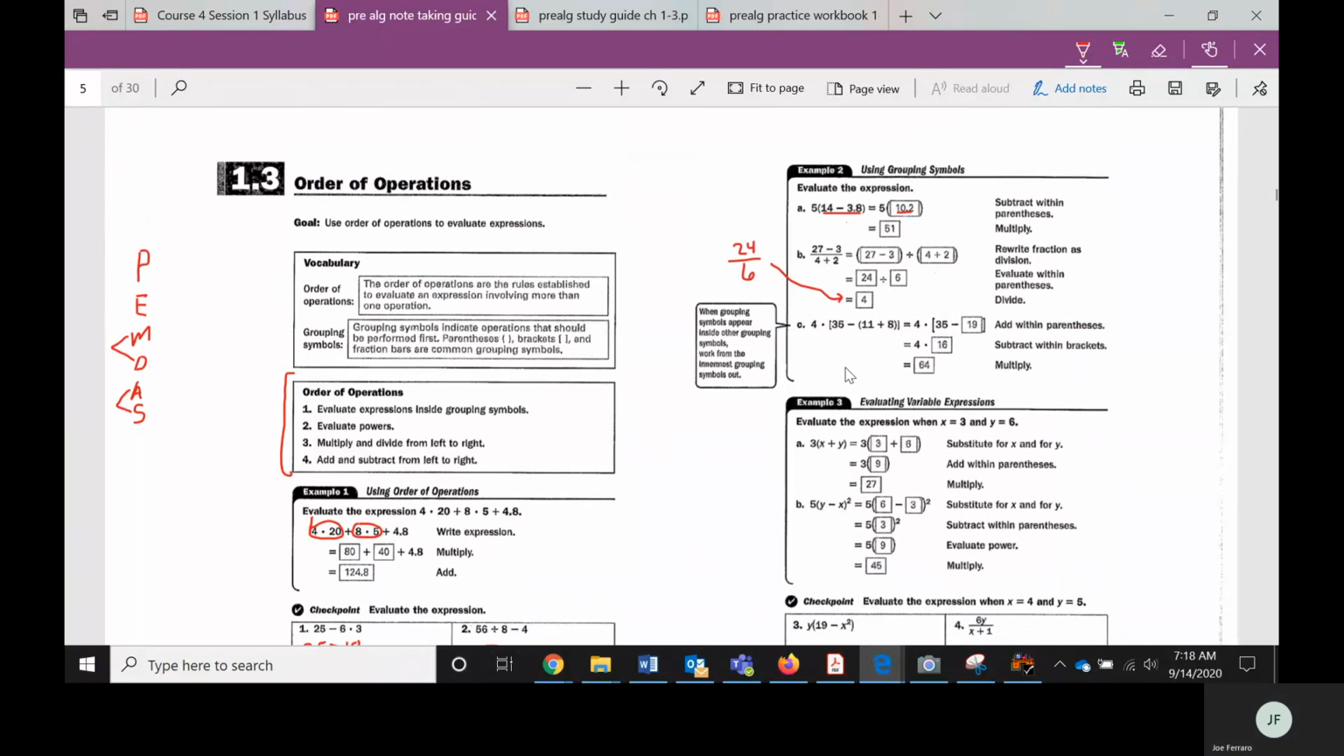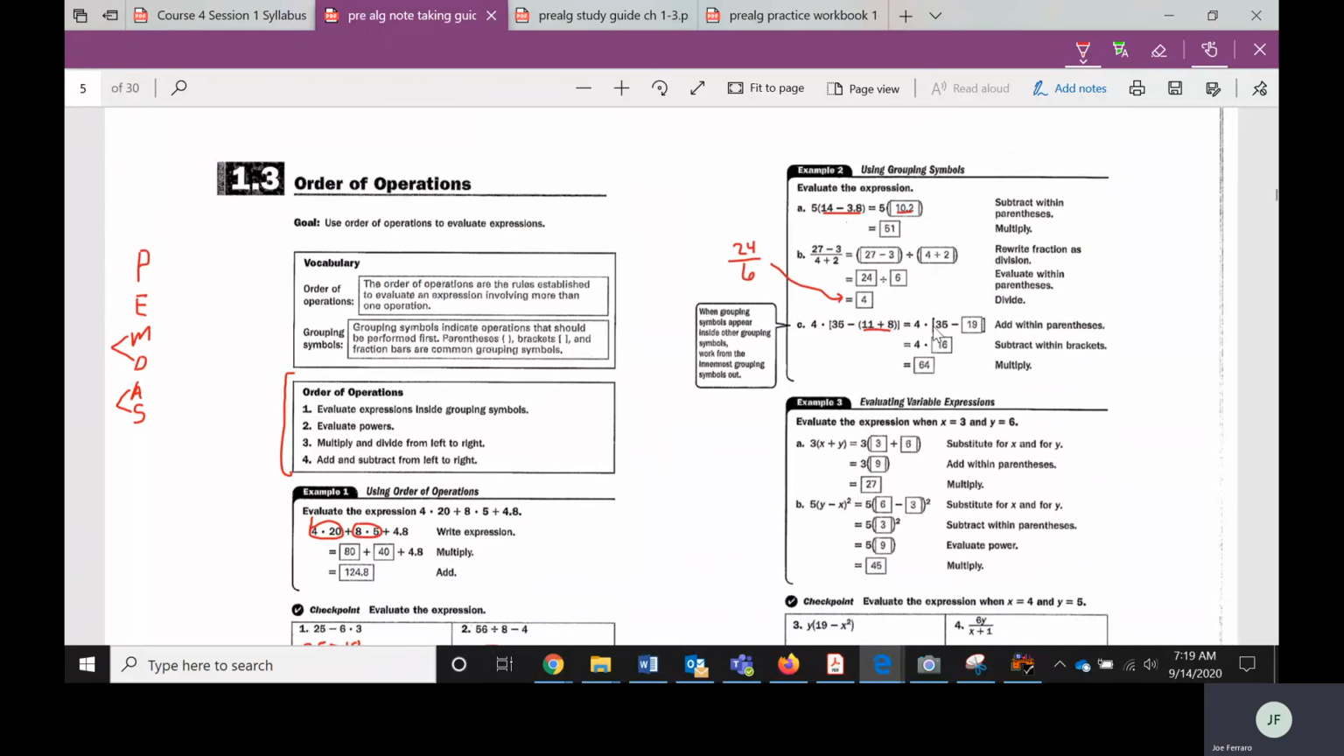Next one, we have 2 grouping symbols. So we have 4 times a bracket, 35 minus parentheses 11 plus 8, and then parentheses bracket. So with the 2 different grouping symbols, you do the innermost one first. So the first thing we're going to do is the parentheses way inside. And we copy the rest down. So we have 4 times, we do the bracket, 35. The 11 plus 8 is the 19.